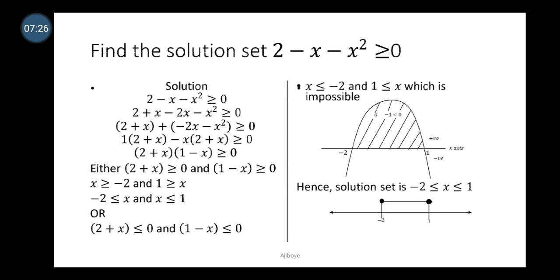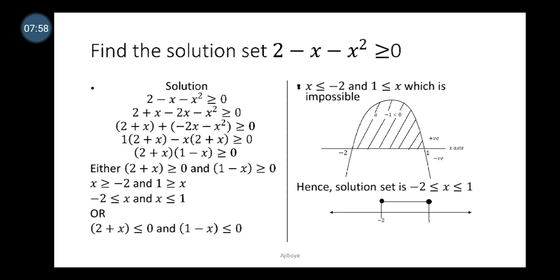So the factors of the quadratic expression, therefore, are open bracket 2 plus x, close bracket, open bracket 1 minus x, close bracket, both greater than or equal to 0. So you are multiplying two things and they are giving you a positive number. Again, it simply means that the two things that you're multiplying are positive, that is, they are both greater than 0. Or the two things you are multiplying are both negatives, that is, they are less than 0.